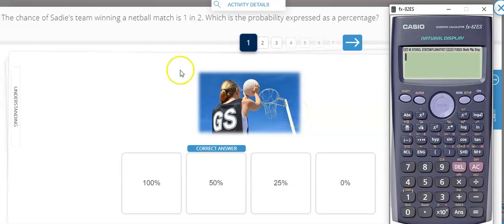From this skill, the first question says the chance of Sadie's team winning a netball match is 1 in 2. Which is the probability expressed as a percentage? Now we know that the correct answer for this case is 50%, but how you work this out is by putting this 1 over 2 as a fraction and press equals. And this will show the answer as fraction form. You then take this and multiply it by 100. And this will show you the relative percentage to 1 in 2 chance. And this is why the answer is 50%.